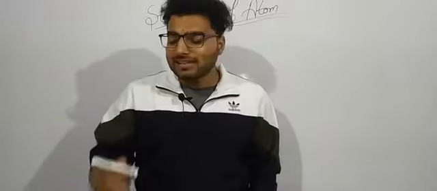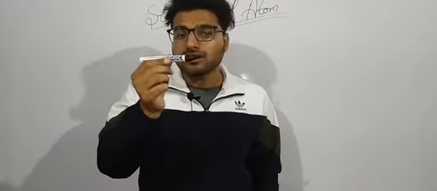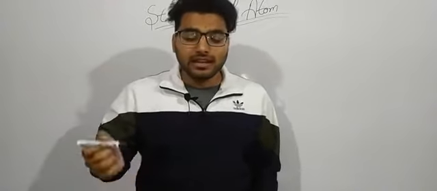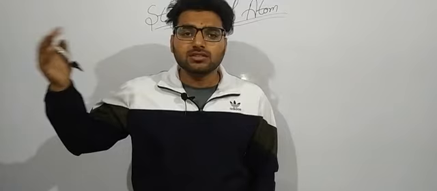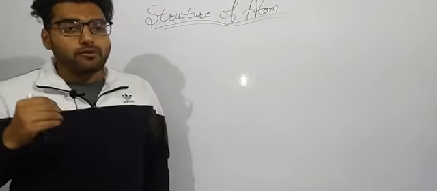We can say, like this is a marker. The marker has its own shape, size and mass and it is occupying space, which makes it matter. Like table, book, pen, pencil, chair, all are matter. So in this chapter you will be learning the structure of atom.